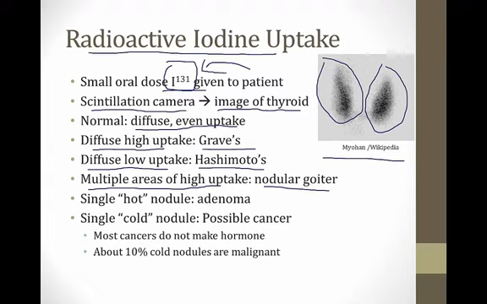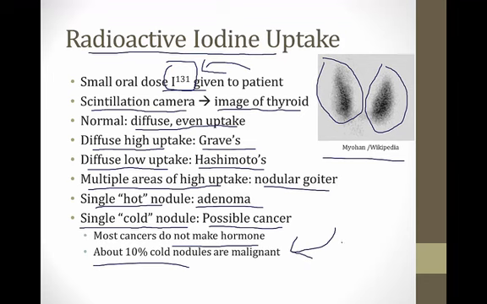Now in patients who have a nodule, the nodule can either be hot, meaning it takes up lots of the iodine-131, or it can be cold, meaning it does not take up any of the iodine-131. A single hot nodule is what you often see in patients who have benign adenomas. These adenomas often take up the iodine and synthesize thyroid hormone. If you see a single cold nodule, this suggests that the patient may have a cancer. Most cancers do not make hormone, and about 10% of cold nodules are malignant, so you can imagine that if someone presents with a thyroid nodule, you could do a radioactive iodine uptake test, and if you found that the nodule was cold, you then might want to go and biopsy it because there's a chance it could be malignant.